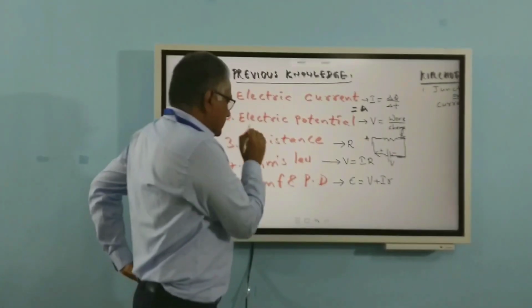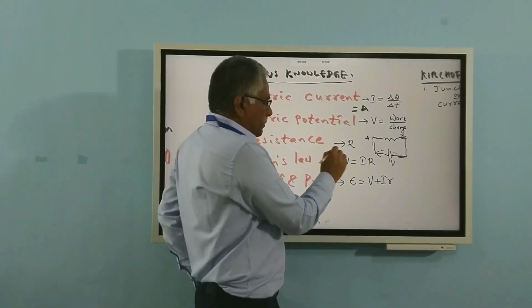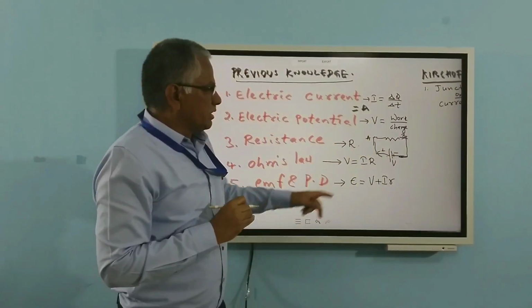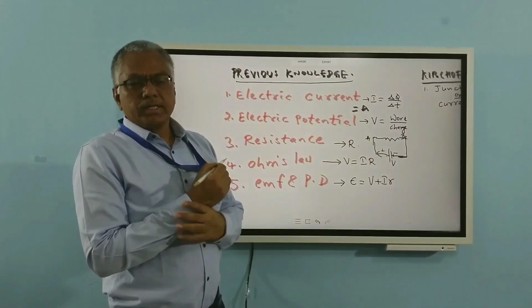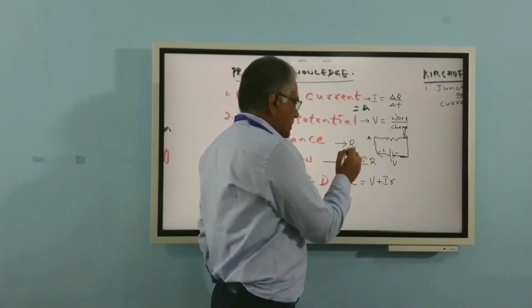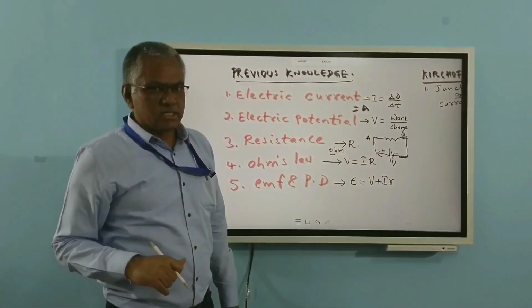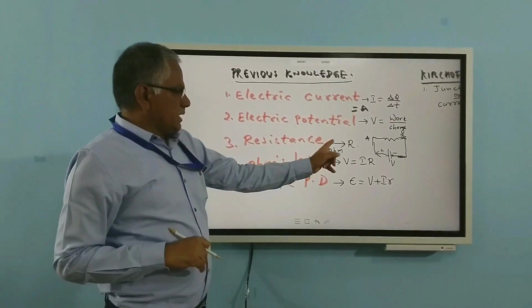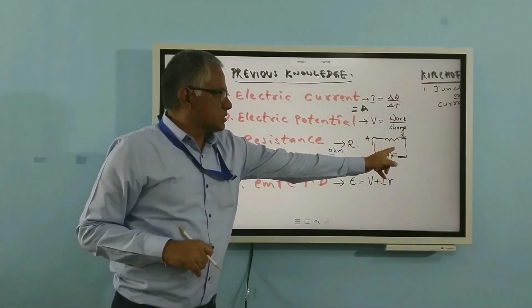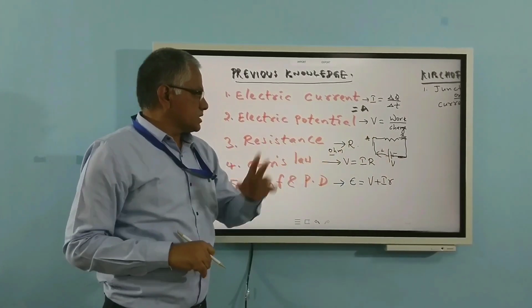Okay. Now let us see what is resistance. The opposition offered by the resistor to the flow of charges is known as the resistance. The SI unit for resistance is ohm. That is, the opposition offered to the flow of charges by this resistor is known as the resistance.